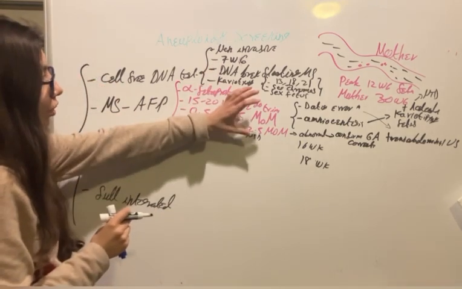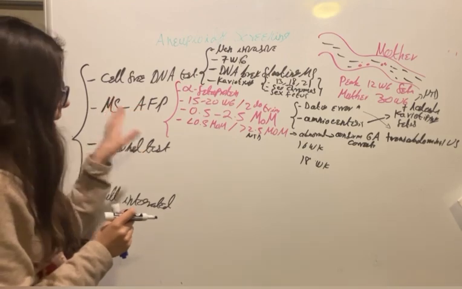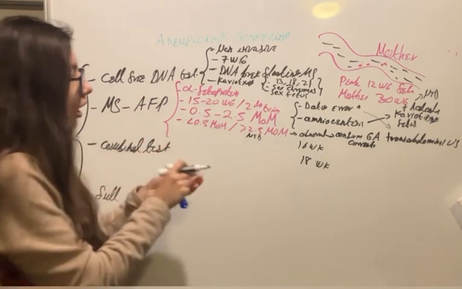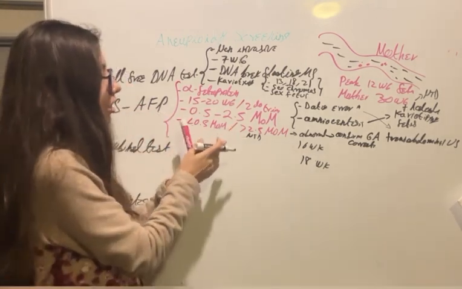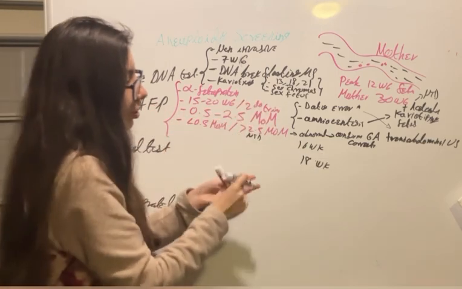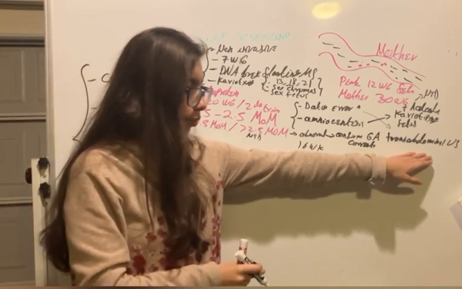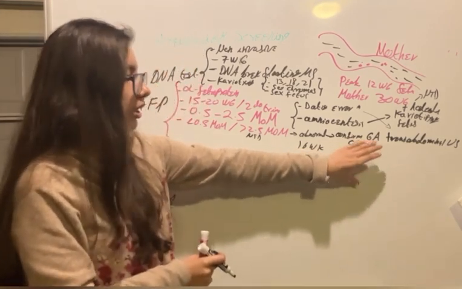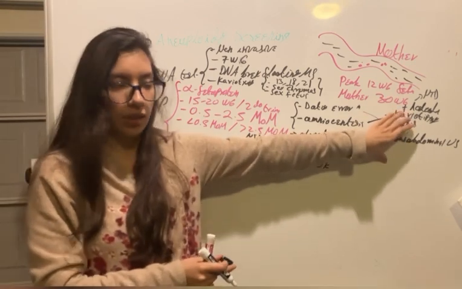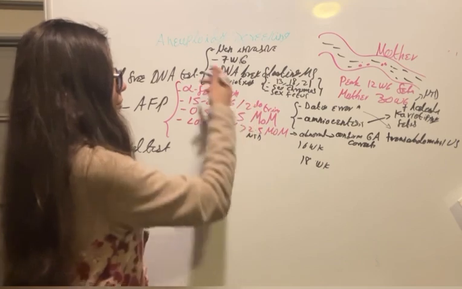So another way of evaluating aneuploidy is measuring maternal serum alpha-fetoprotein. If the result is on the extremes of the normal range, then we need to evaluate the gestational age with transabdominal ultrasound. If this is correct, then we do amniocentesis to evaluate the possible aneuploidy.